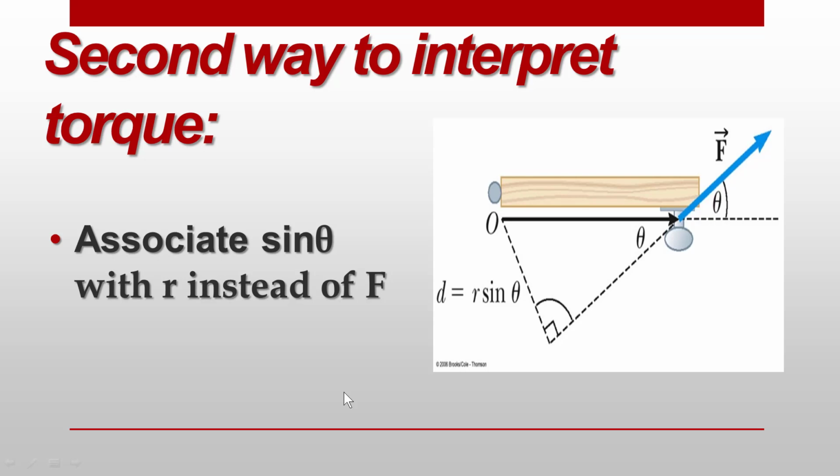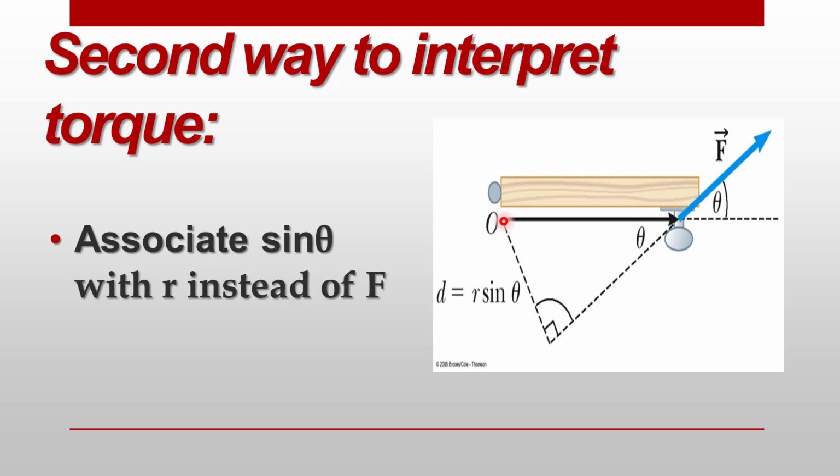Up till now we have resolved the force into its components. Now what we can do is find the line of action of force. We will draw the line of action of force, and then we will drop a perpendicular from that line of action of force to the pivot point or center of rotation.